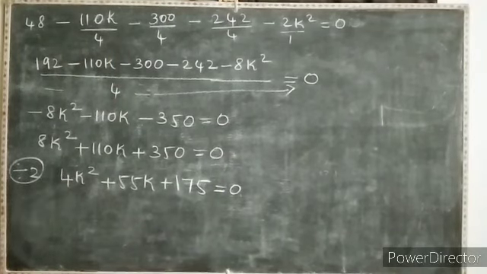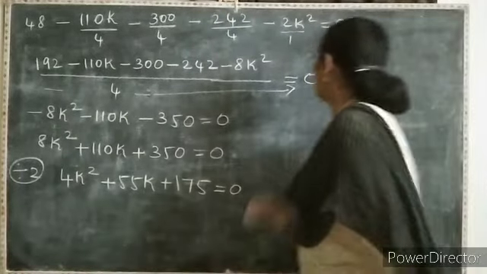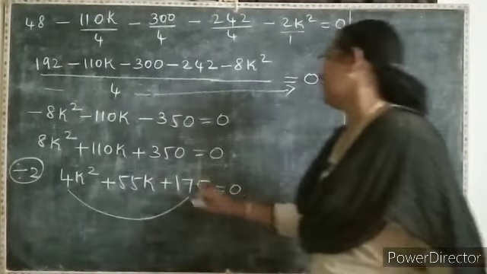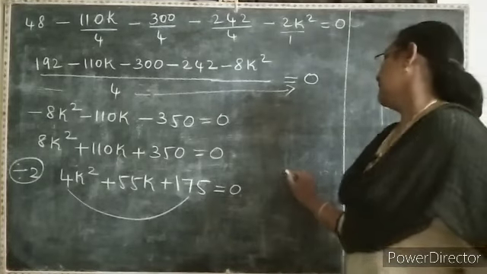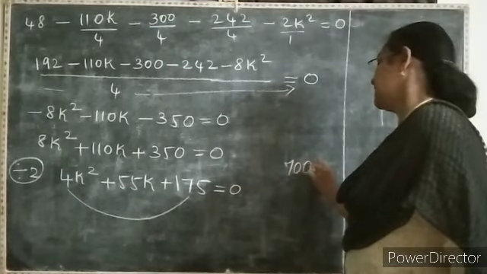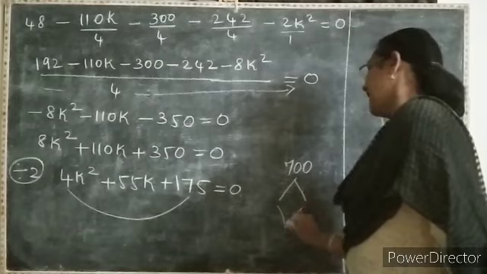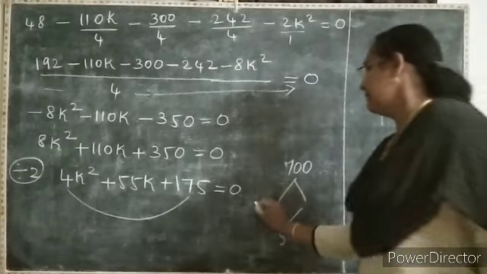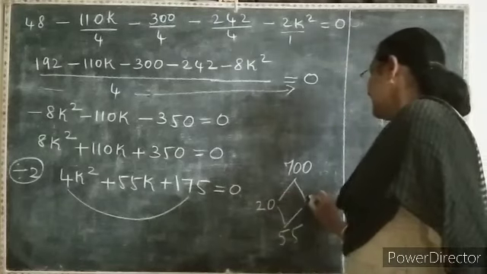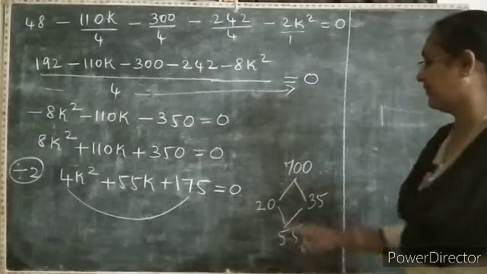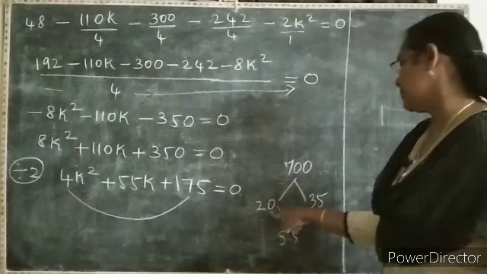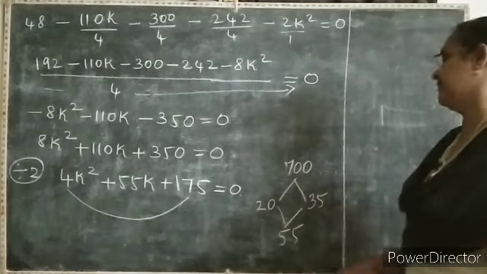Now we are going to factorize this given equation. Now look into this 175 we get. Now we have to multiply this 4 and 175. What will you get? You will get 700. Isn't it? Now when you add these two you should get 55. So very simple. 20 and 35. When we multiply 20 and 35, we will get 700. When we add 20 plus 35, we will get 55.